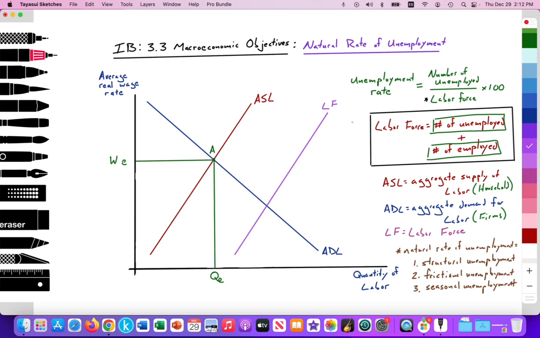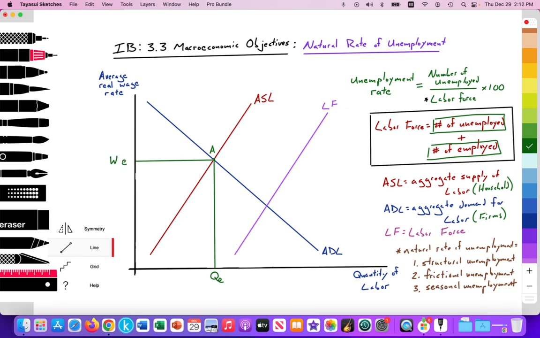LF for labor force. I'm going to take that equilibrium wage and draw it horizontally all the way across until it equals our labor force. And here we have a quantity, and I'll call that the quantity of our labor force. Fine. Here's point B. So essentially, the distance between A and B, or quantity QE and QLF, is the value of our natural rate of unemployment.